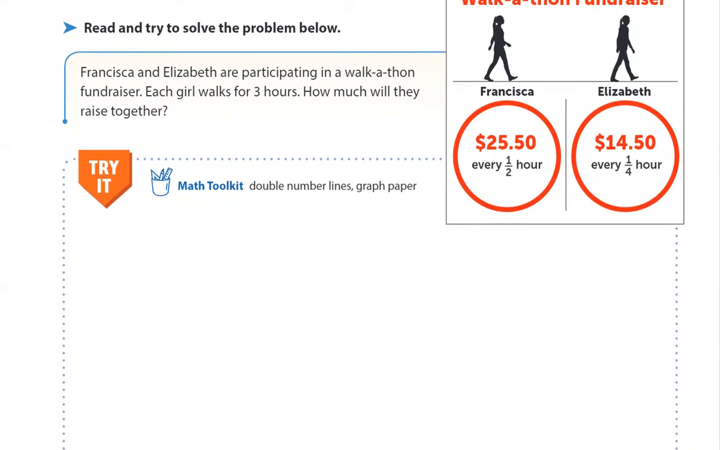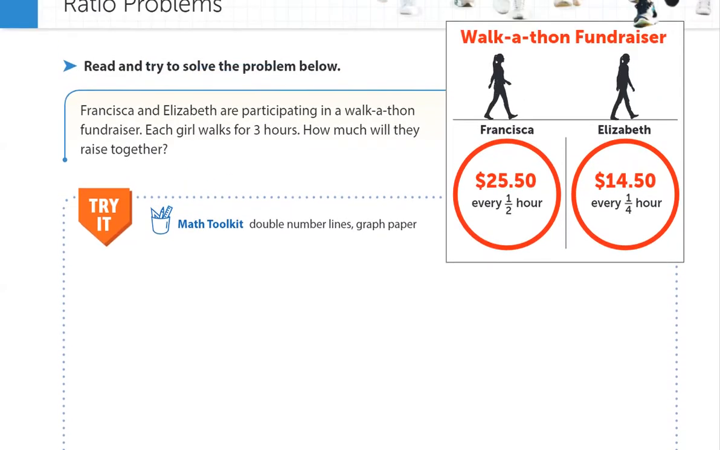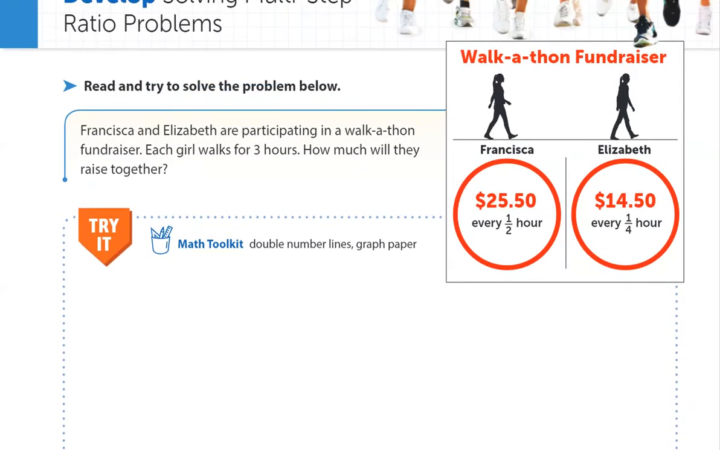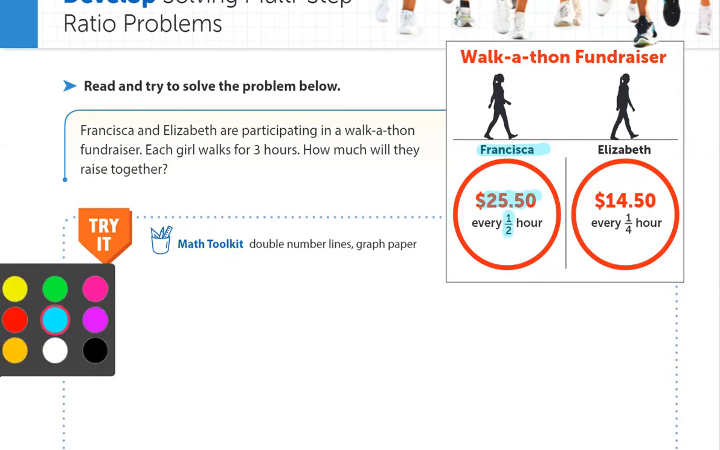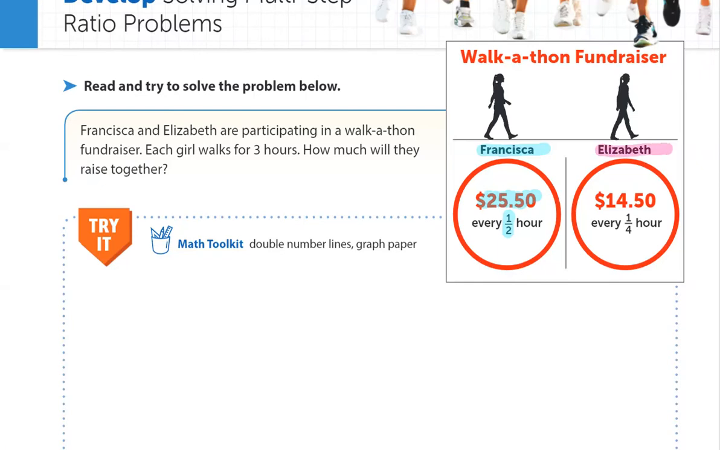Our try it problem says Francisca and Elizabeth are participating in a walkathon. Each girl walks for 3 hours. How much money are they going to raise together, specifically? And it tells us over in our graphic that Francisca is raising $25.50 for every half hour. And Elizabeth is raising $14.50 for every quarter hour, so every 15 minutes.